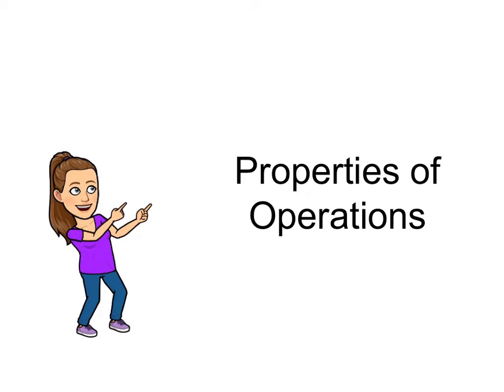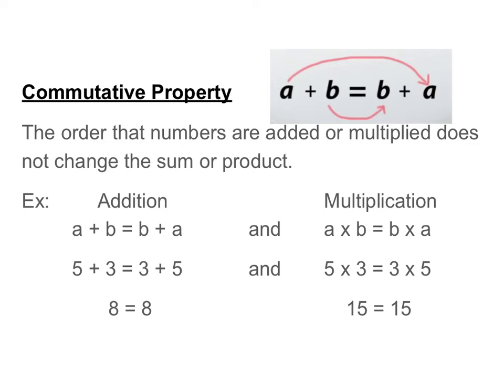Today we're going to be doing properties of operations. So let's look at the commutative property. Now the commutative property is where you switch. So if you have a number plus another number, so A plus B, then the commutative property would basically flip the two. So instead of A plus B, it's the same thing as B plus A. So you kind of just move them around.